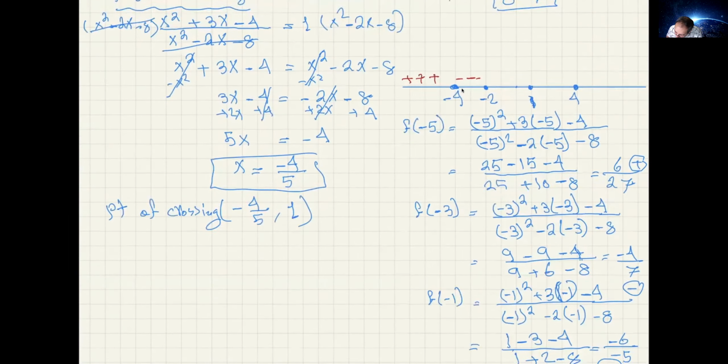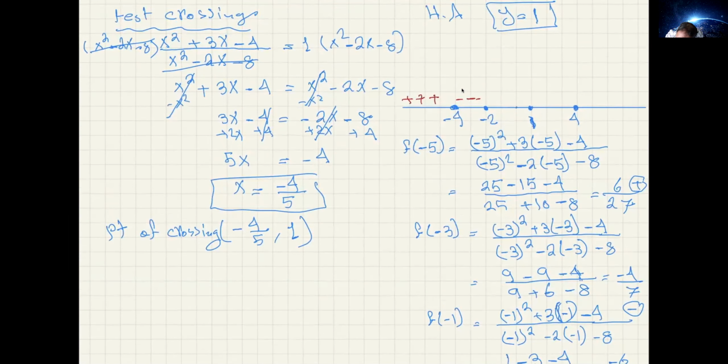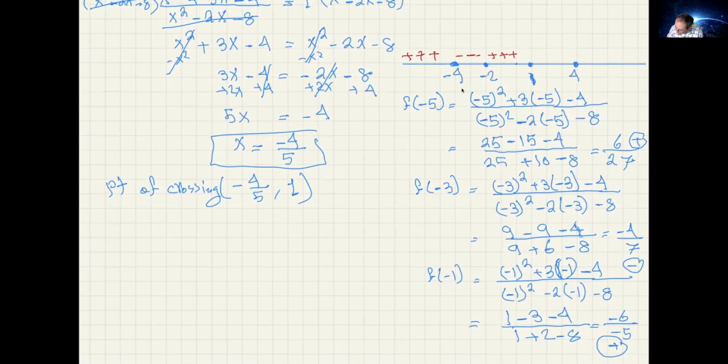Okay, so here's the area. This one is positive. From 1 to 4, I'll choose 2. Oh, by the way, I can choose 0 here. Here's from 1 to 4, I'll choose 2.